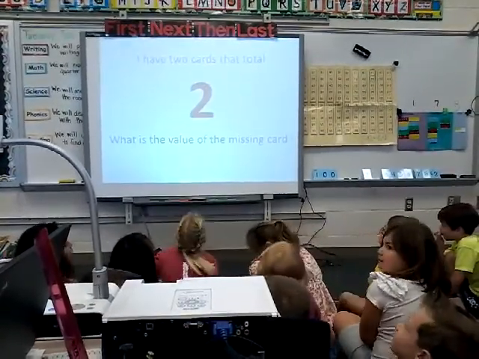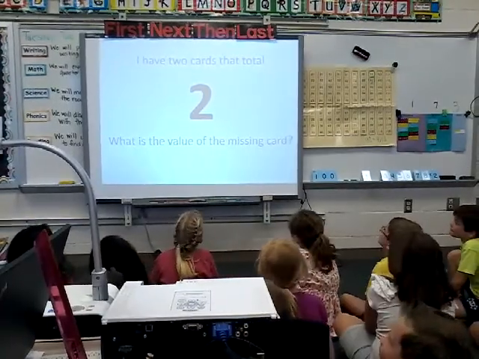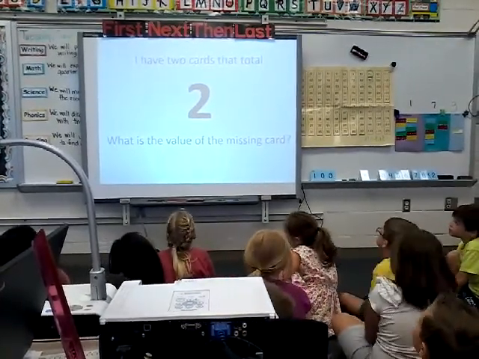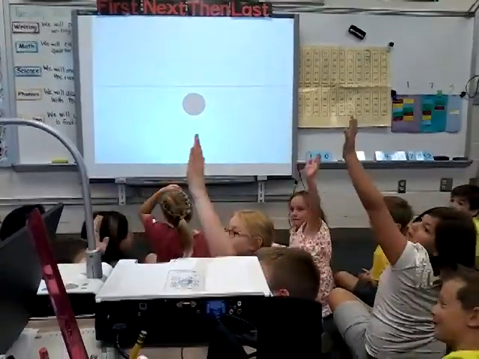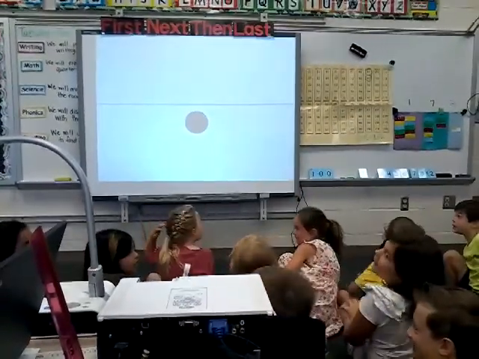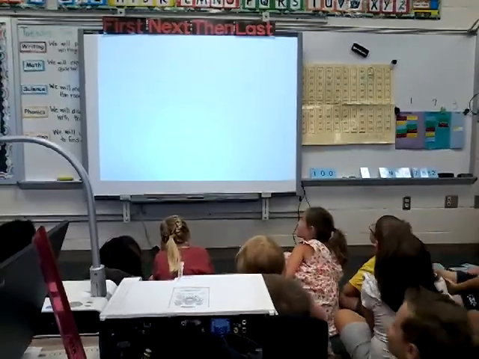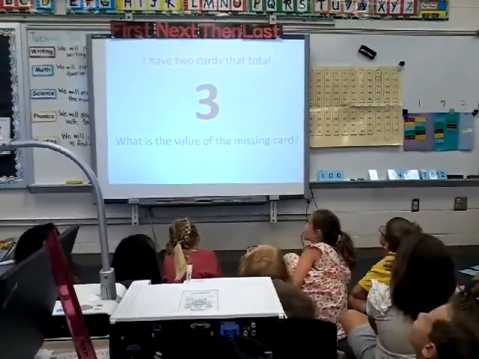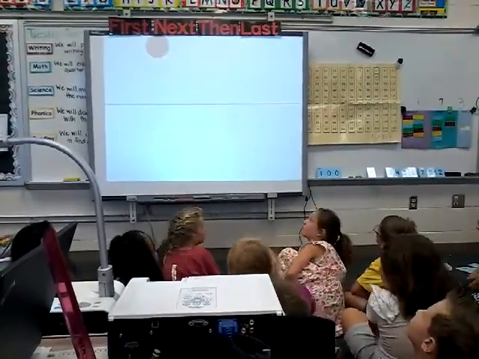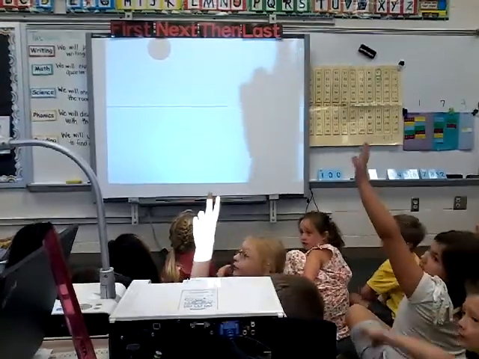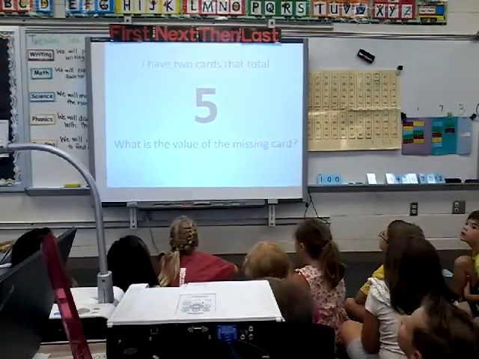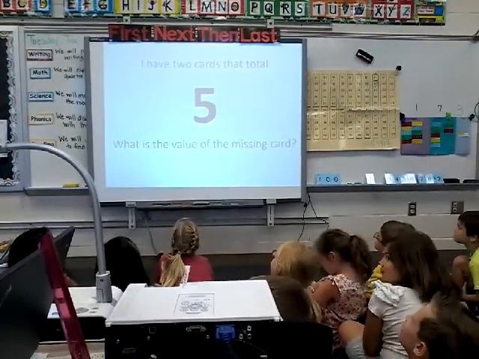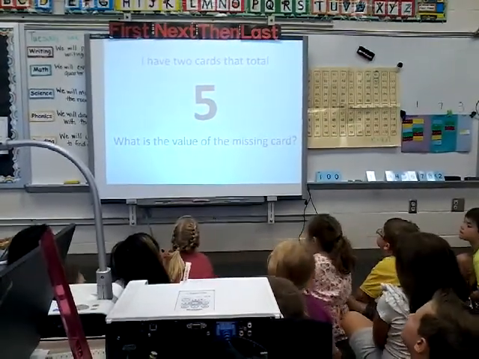Okay. Next one. I have 2 cards that total 2. What is the value of the missing card? Everybody. 1. Oh my goodness, I think that was a little too easy. I have 2 cards that total 3. What is the value of the missing card? 2. I have 2 cards that total 5. What is the value of the missing card?